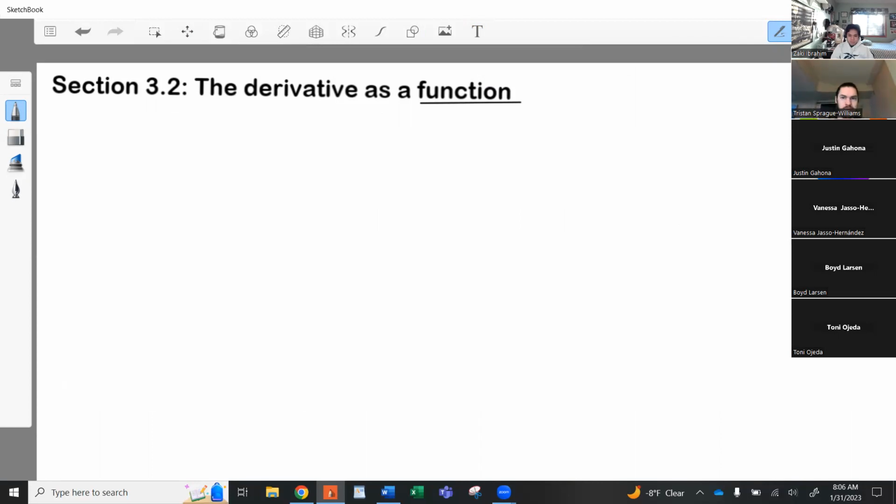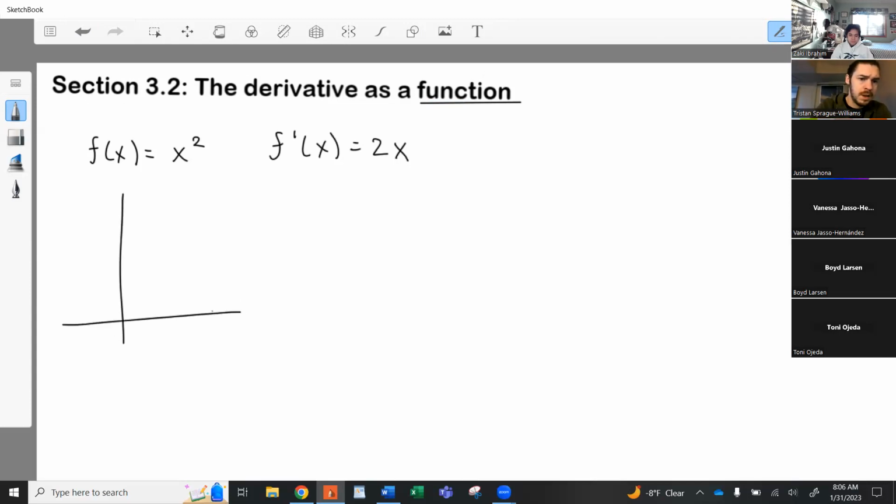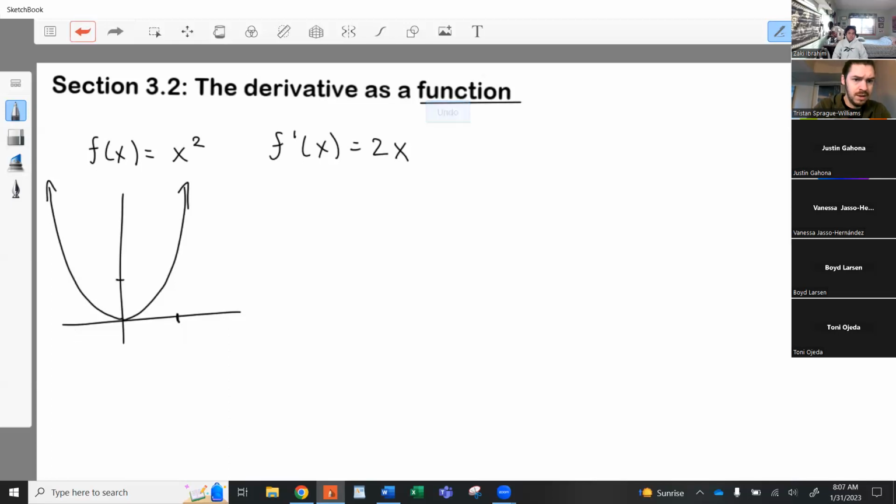Okay, so let's review. We had recently the example f of x equals x squared, and we found that the derivative of that is 2x. Okay, so x squared looks like this. It's got 1, -1, like that. Let me see if I can actually graph that a little cleaner.